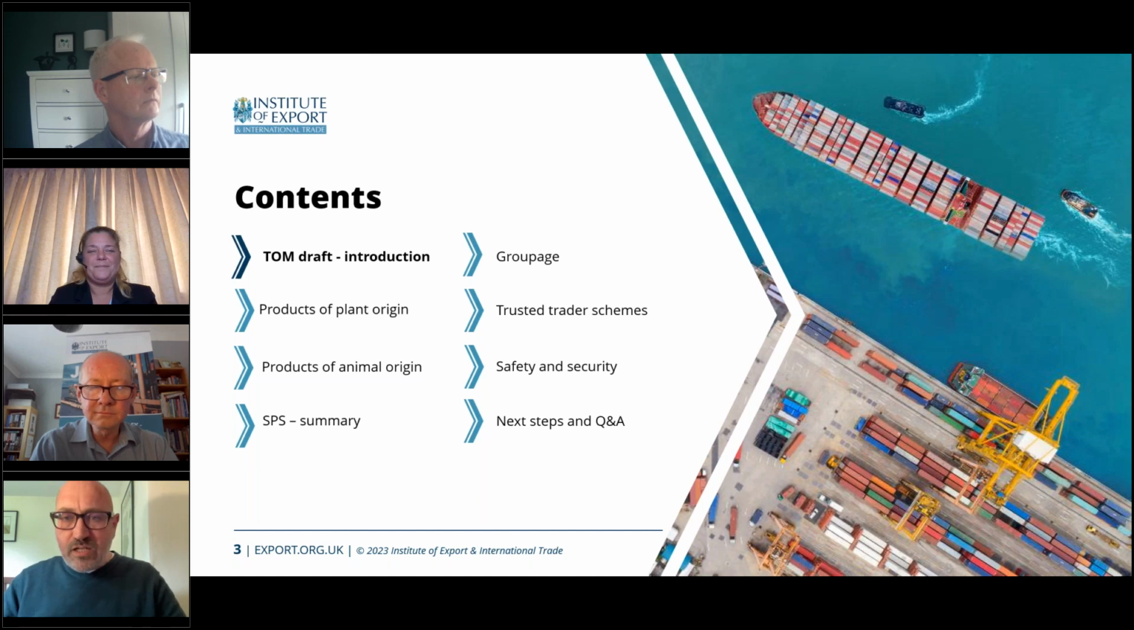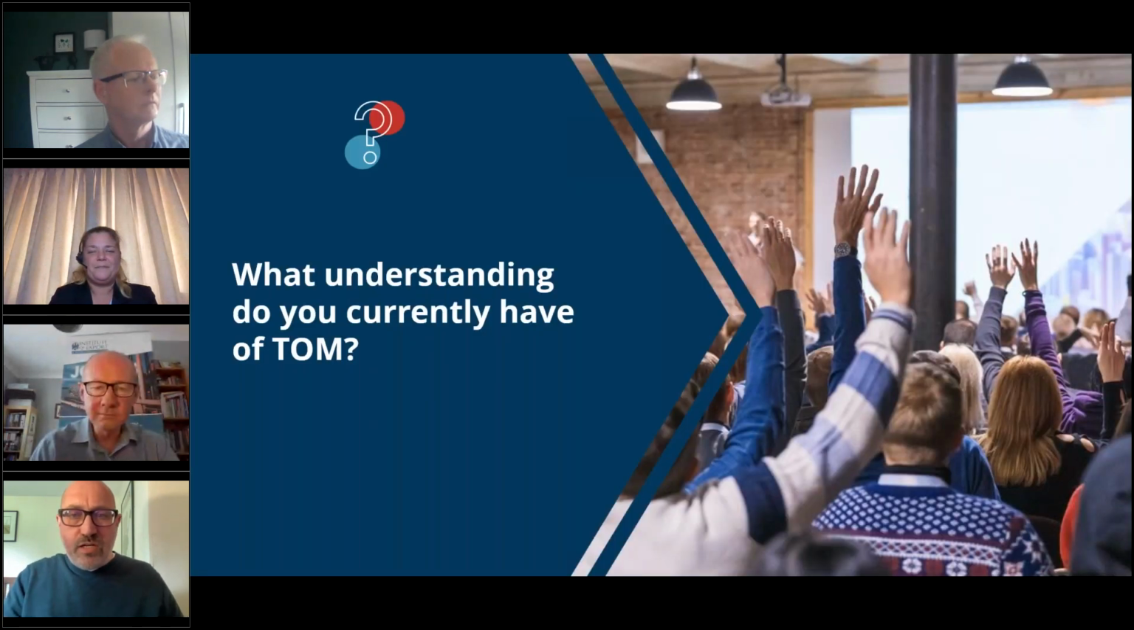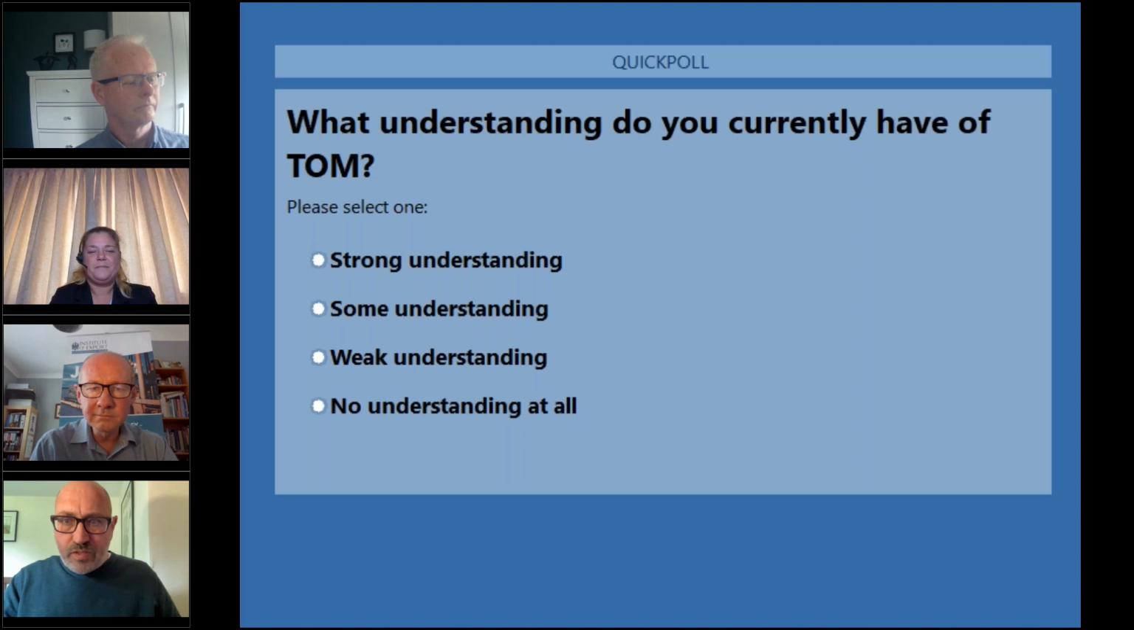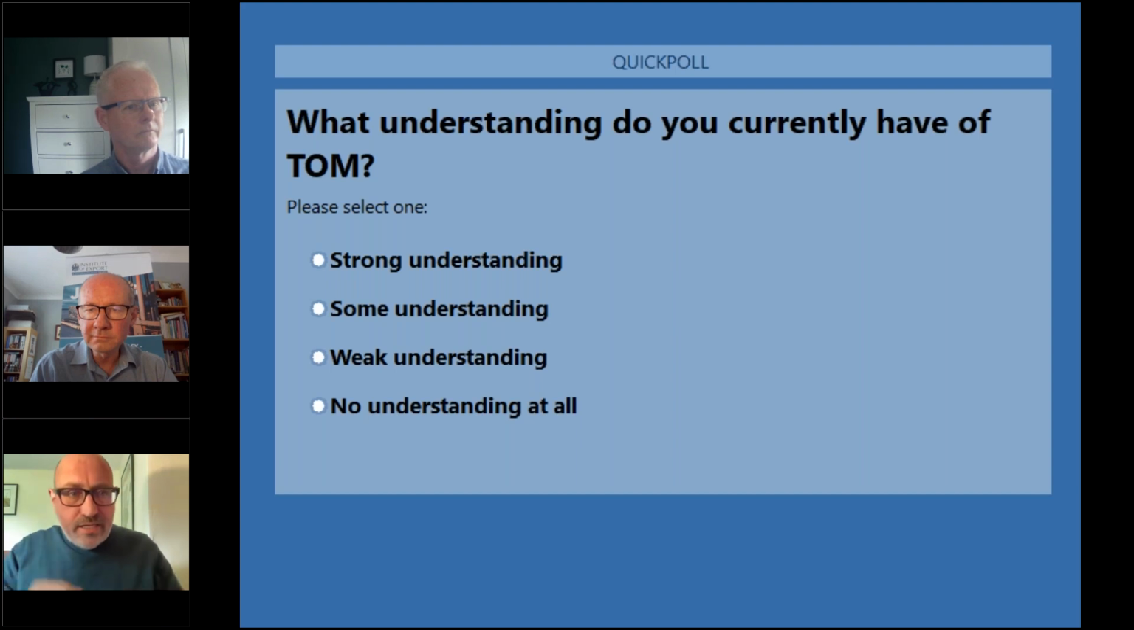Could you move to the next slide, Ewan? We're just going to run with this poll, which is: what understanding do you currently have of the target operating model? If you can just pick which one of those, whether it's strong, you've got some understanding, a weak understanding, or no understanding at all.